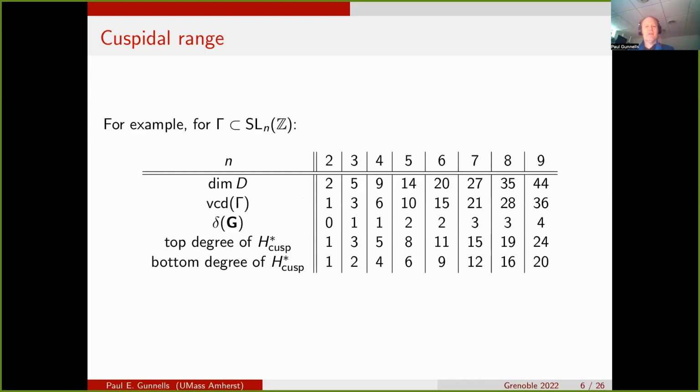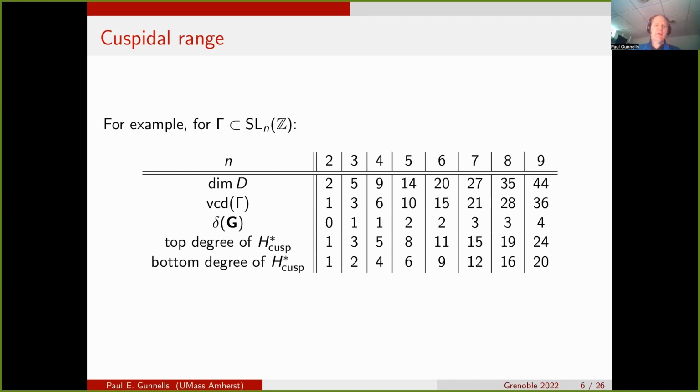Here's an example of just a table for how it varies for SLn Z. So the top row shows the dimension of the symmetric space. And the next line shows the VCD. So the Q rank of SLn over Q is n minus 1. So that's why you have this gap between the VCD of gamma and the dimension. And then the deficiency is growing linearly as you go up.